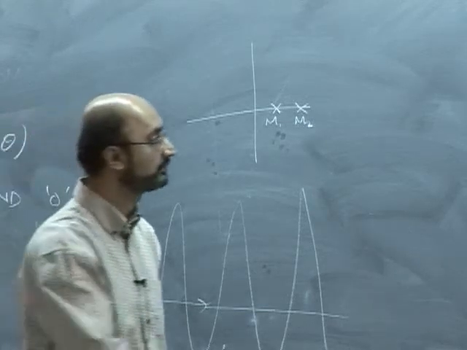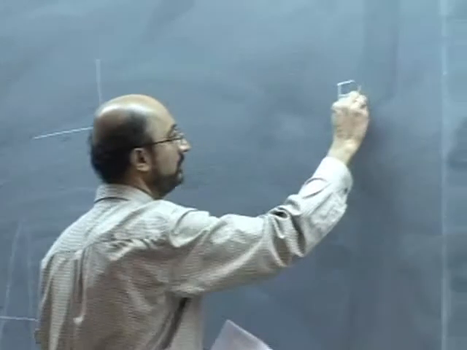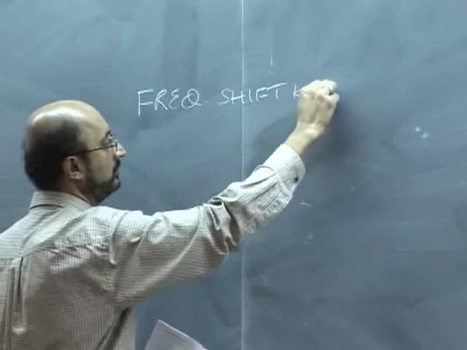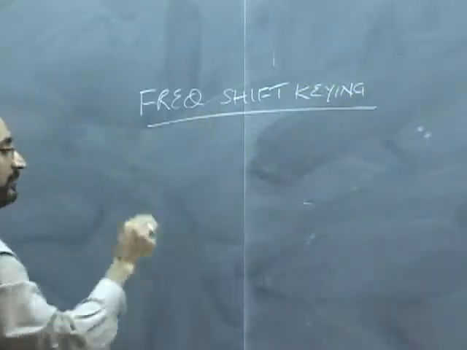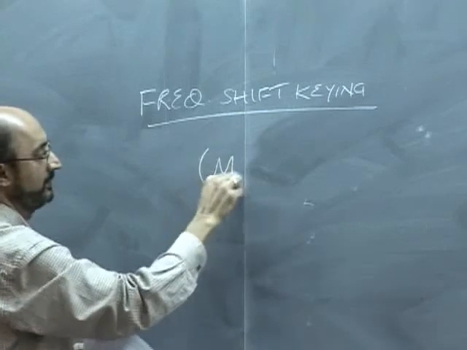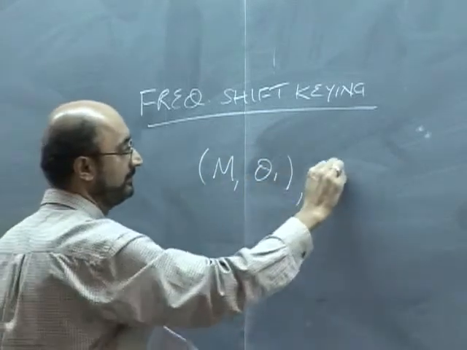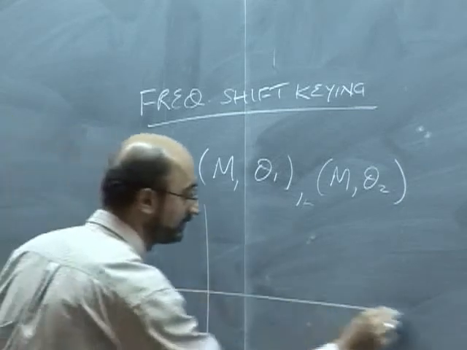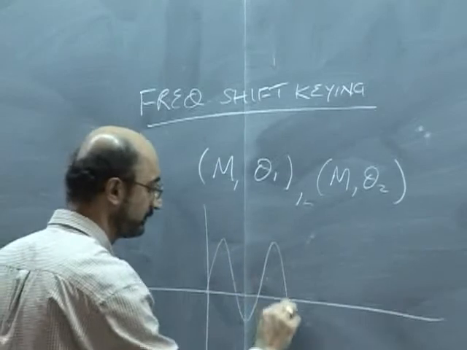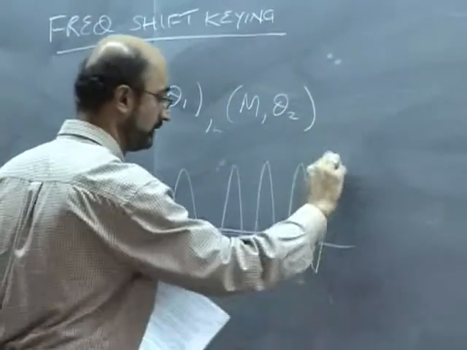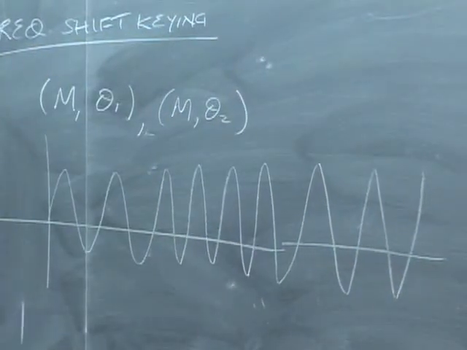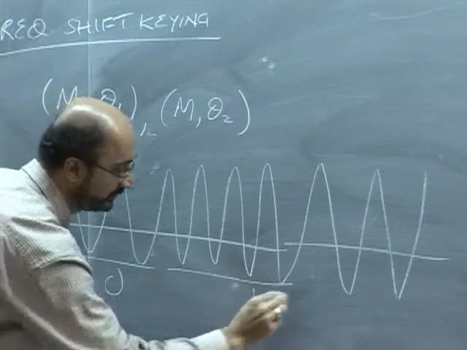So, the second thing is what's called frequency shift keying. In frequency shift keying, what we have is basically m, theta 1 and m, theta 2. So we have two different frequencies, okay? And so in the sinusoidal world, we're going to have the same magnitude. This could be 1, and then we go like that. And then this is, you know, 0, 1, 0 or a 1, 0, 1 or whatever, but we have basically one frequency here for 1, and another here for 0.